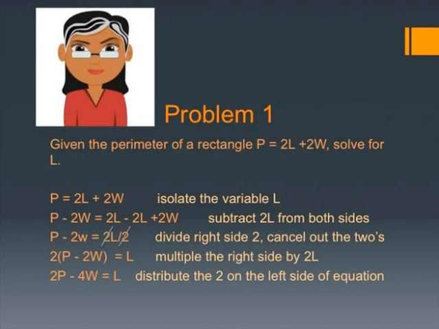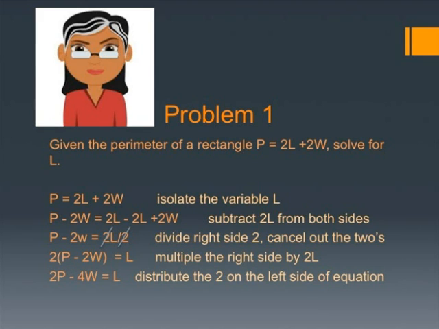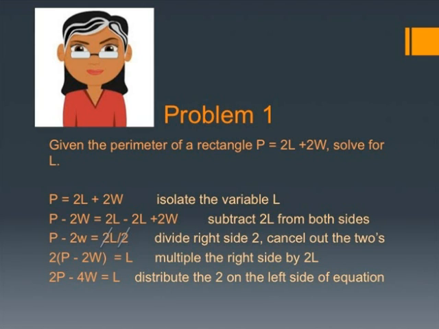Let's look at a problem. Given the perimeter of a rectangle is defined by the formula P equals 2L plus 2W, solve for L. So we start off first by isolating the variable L. Second, we subtract 2W from both sides. Then we divide the right side by 2. And then we can cancel out the 2's.